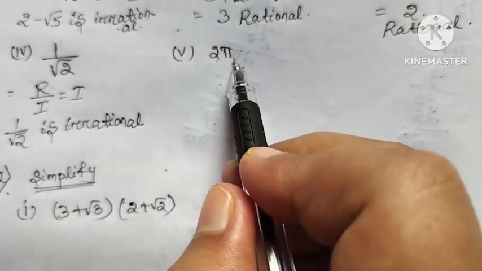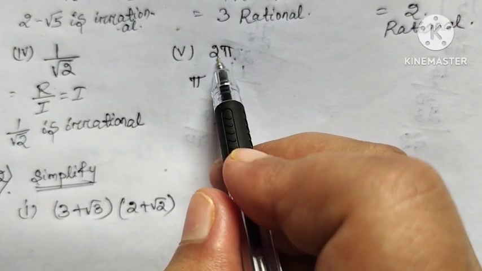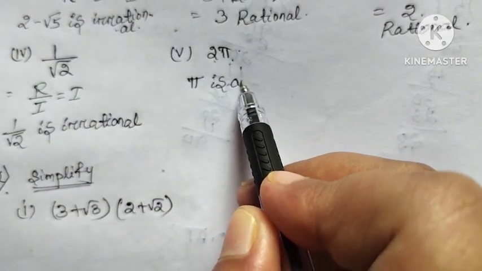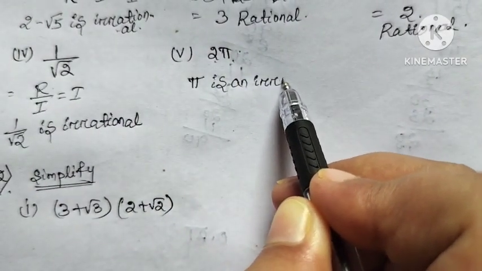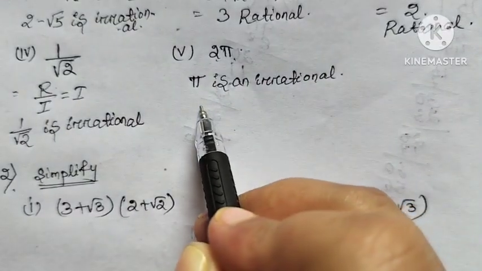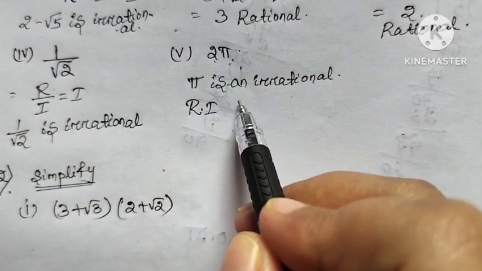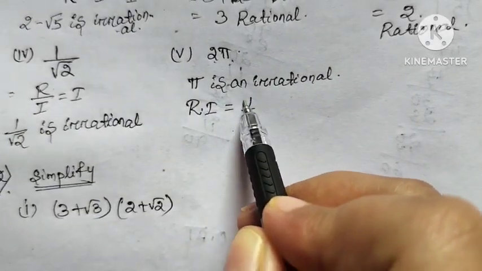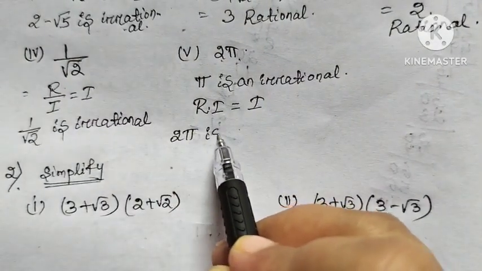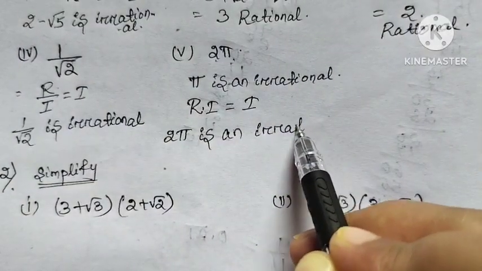Then 2 pi. Pi is your which number? 2 is a rational number, but pi is your which number? Pi is an irrational number. Then rational number into irrational number, what is the answer? Irrational number. Then 2 pi is an irrational number. Yes.